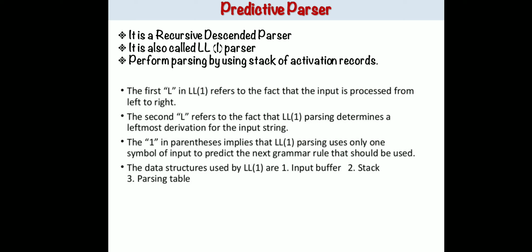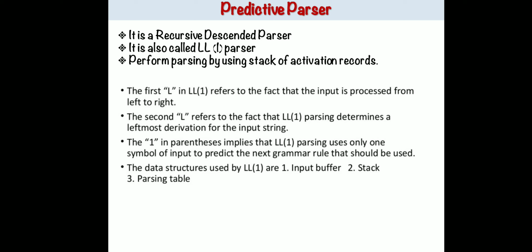Moving on to the next slide, we will learn about the predictive parser. A predictive parser is also known as LL1 parser, which is a recursive descent parser, and it performs parsing by using a stack of activation records. It is a type of top-down parser.